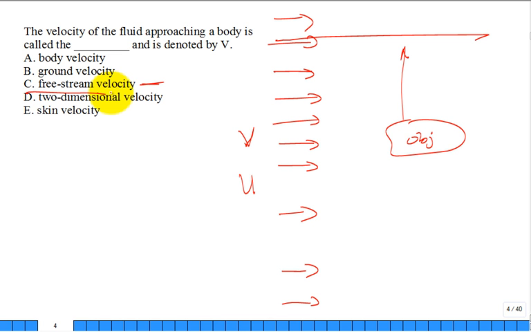If you're not familiar with fluid mechanics, you might wonder why they picked that. I don't know, I'm trying to explain it to you. It's far away. And so the presence of the object affects the flow velocity in the vicinity of the object.